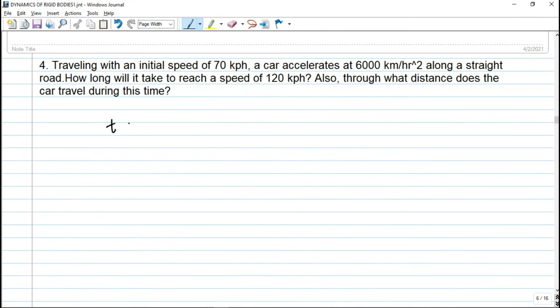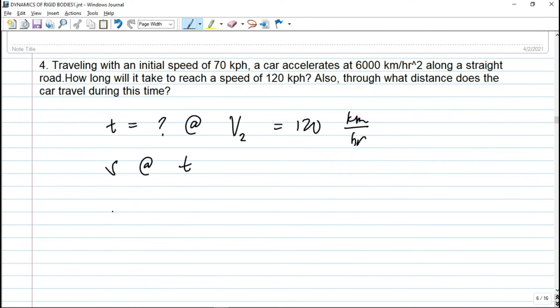So what is t at, say, v equal to 120 kilometers per hour? So this is the final velocity. So let's just use a subscript v sub 2. Also, through what distance does the car travel during this time? So what is S at time t, wherein v2 is 120 kilometers per hour.